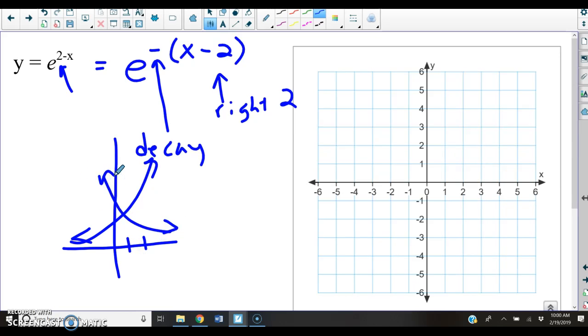So if we put 2 in for x, we get e to the 0. If we put 1 in for x, we have e. If we put 3 in for x, we have e to the negative 1. It's going to look like this.